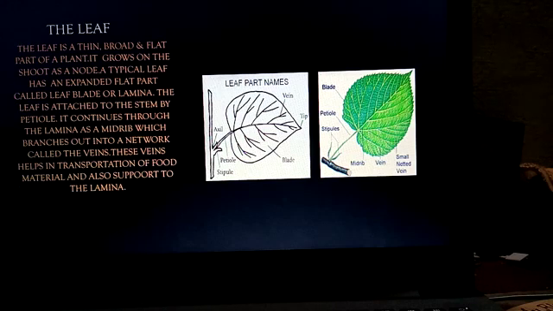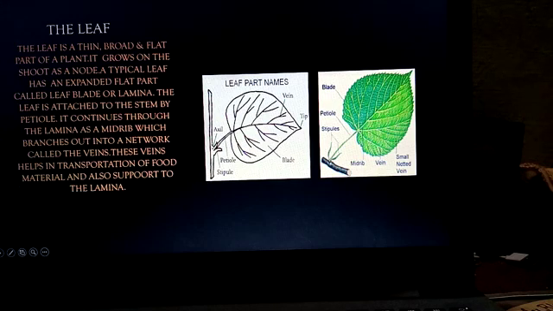What is a leaf? A leaf is a thin, broad and flat part of a plant. It grows on the shoot at a node. A typical leaf has an expanded flat part called a leaf blade or the lamina. Children, this is the stem part and it grows on the shoot at a node. So this part is called a node.